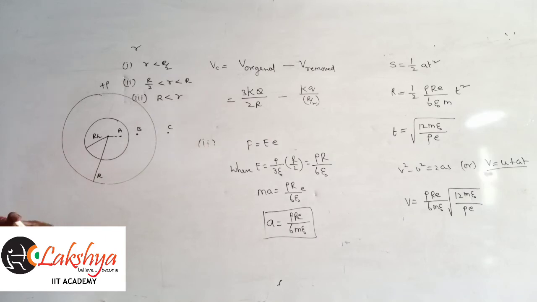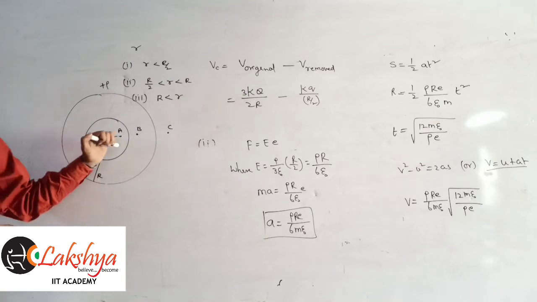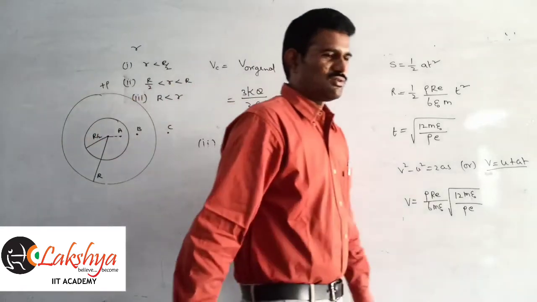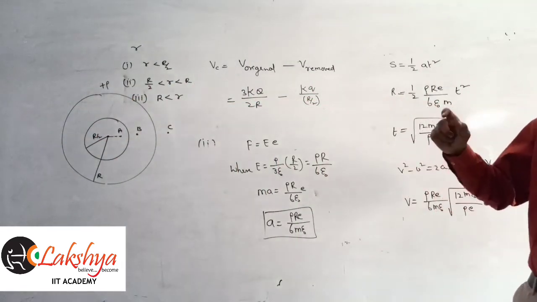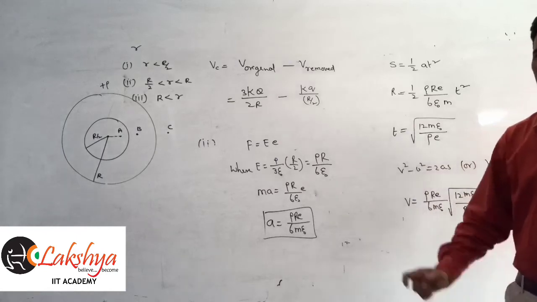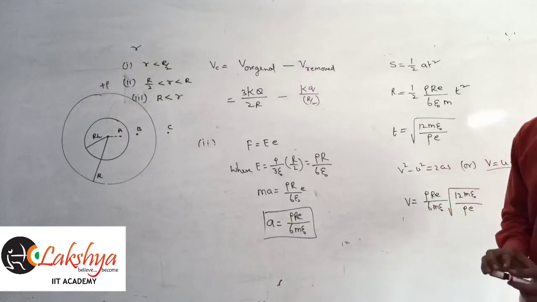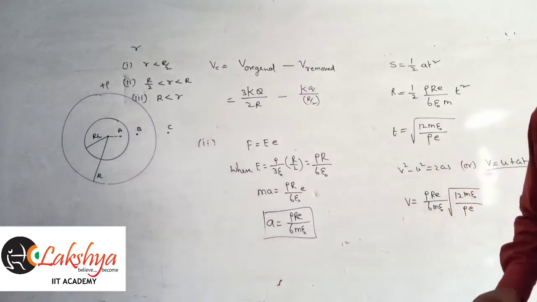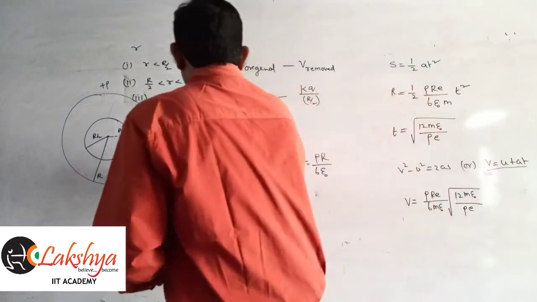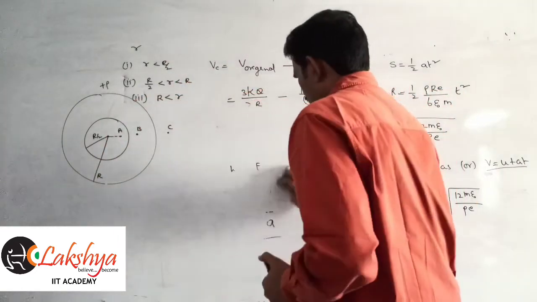Now in the previous problem the cavity is not concentric, right? Now here I am taking a concentric cavity. Then we need to answer about the intensity of electric field at point A and point B and point C. Can you say, at point A, what is the intensity of electric field?